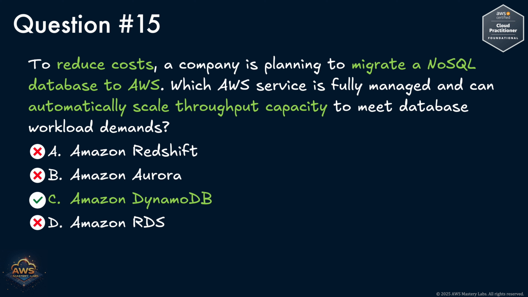Option C is correct because DynamoDB is the only fully managed NoSQL database with automatic throughput scaling, making it the best fit for the company's needs.